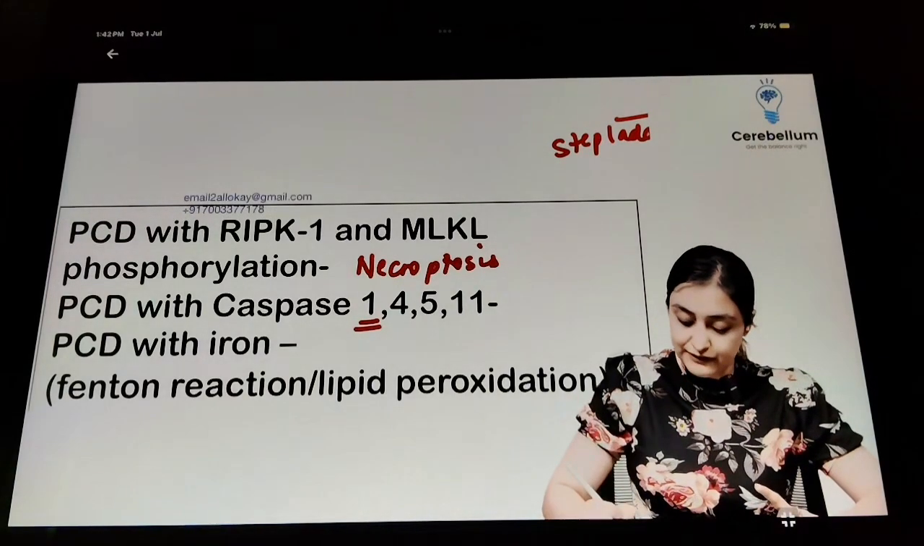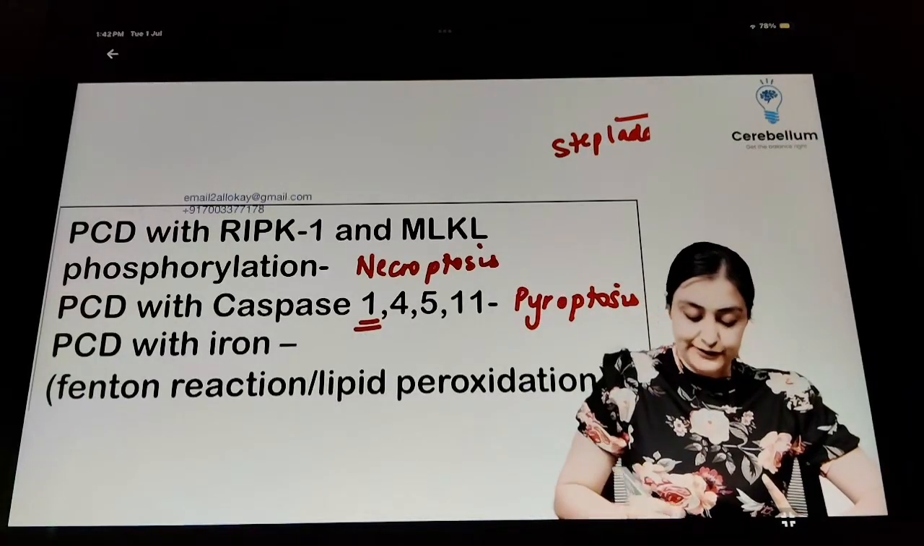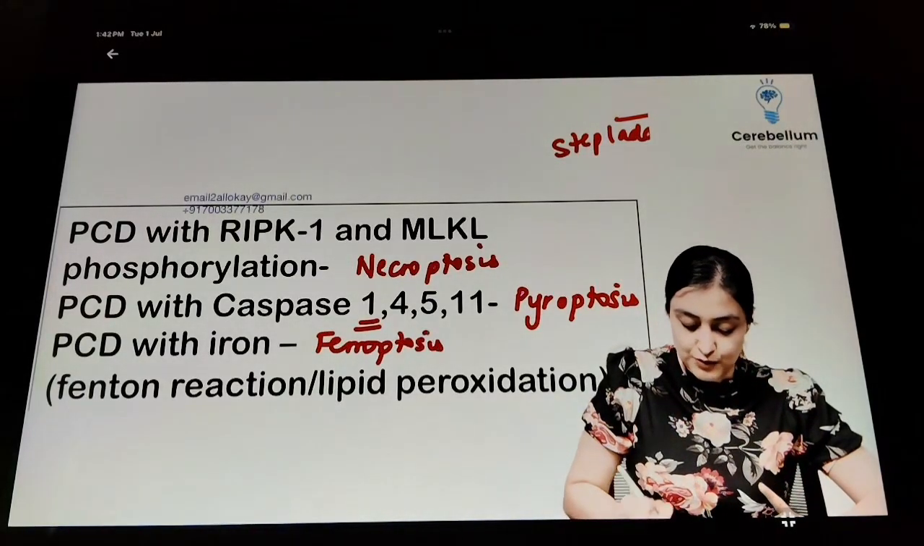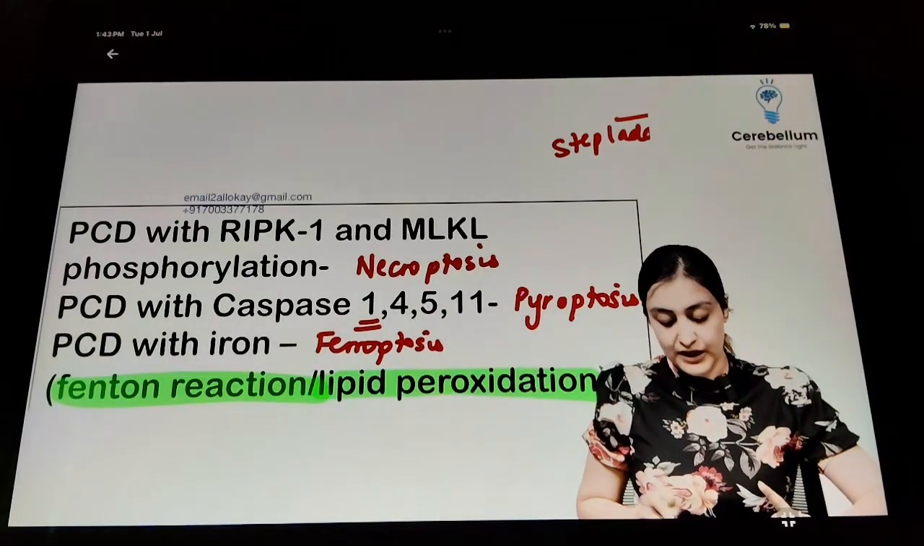It leads to fever, right? So, remember fever as pyro. So, this is pyroptosis. Caspase 1, IL1, that's how you remember. And whenever iron comes in, obviously it is ferroptosis. They will not ask you about iron, they can ask you about this. This is the type of apoptosis which is lipid peroxidation or Fenton reaction.